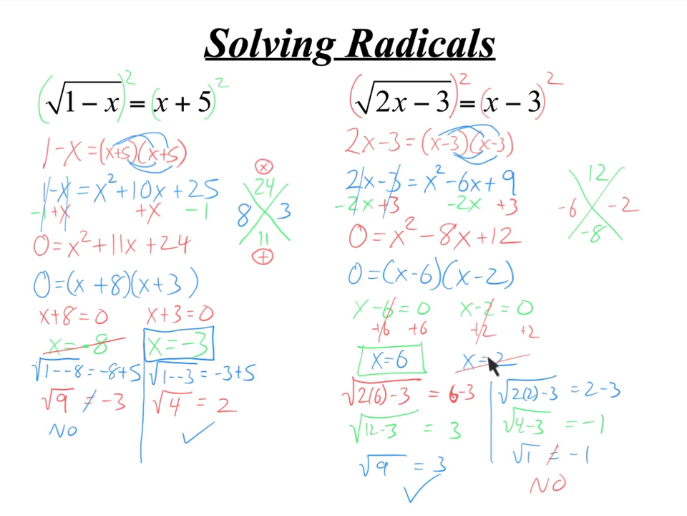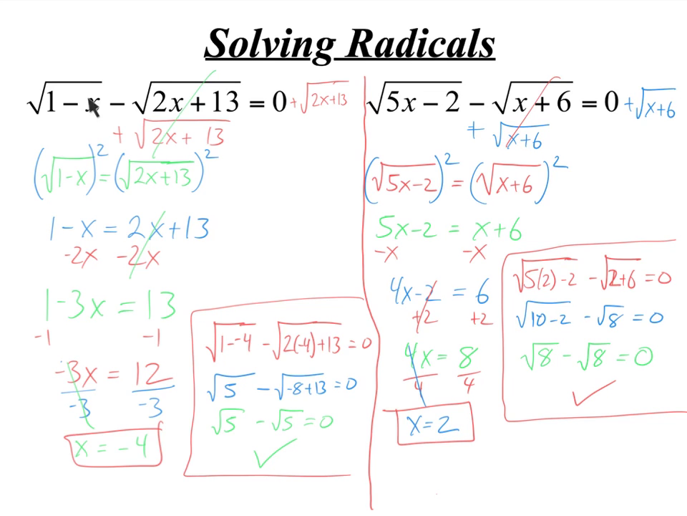Now why is this one crossed out? Because when I checked it, the square root of 1 does not equal negative 1. I have to cross that out. That's called extraneous. 6, though, when I plugged it into the original, the square root of 9 does equal 3, so that one's good. So 6 works, 2 did not. Make sure you check your work. Sometimes both might not work, sometimes one might not work, sometimes both do work. Check your work. These are rather lengthy problems.